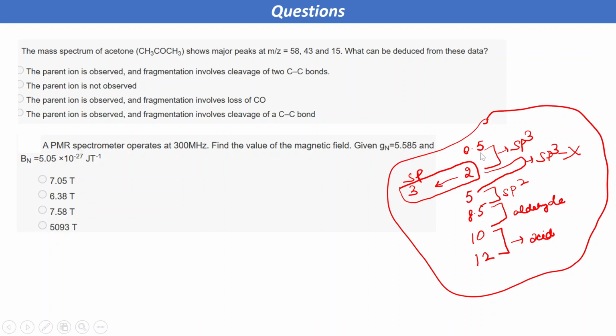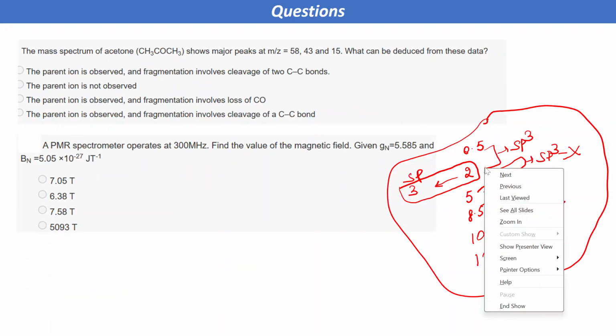So 0.5 to 2 it will be sp3, 2 to 3 sp, 2 to 5 will be sp3 hybridized attached to some halogens. Then 5 to 8.5 it is sp2, 8.5 to 10 it's aldehyde, 10 to 12 is acid. But the value may vary depending on the structure or the groups attached to that element. Now it is clear?